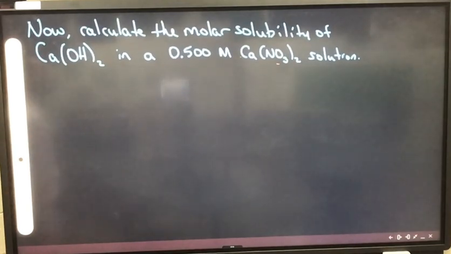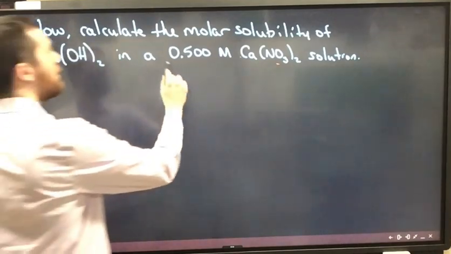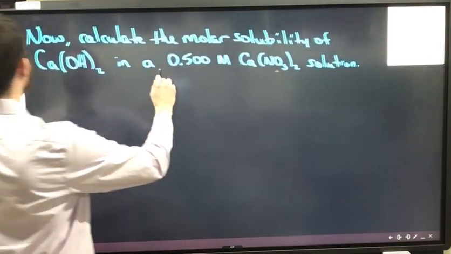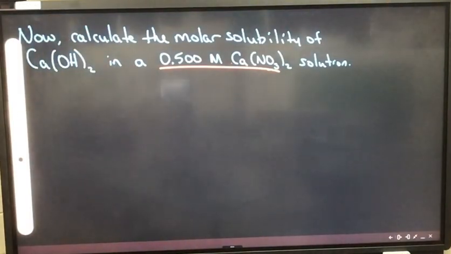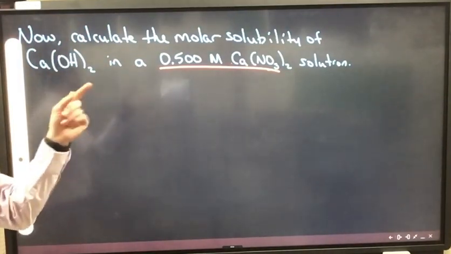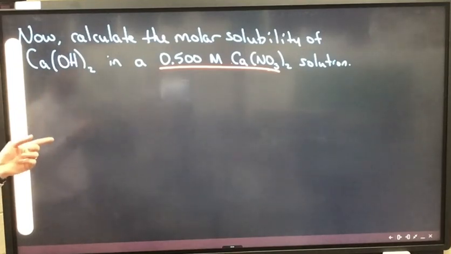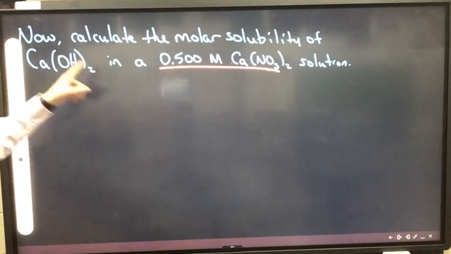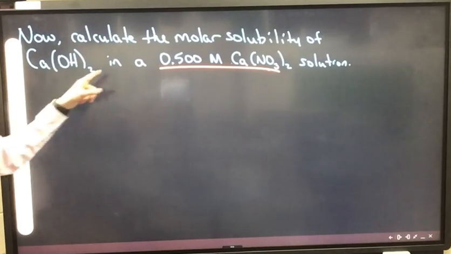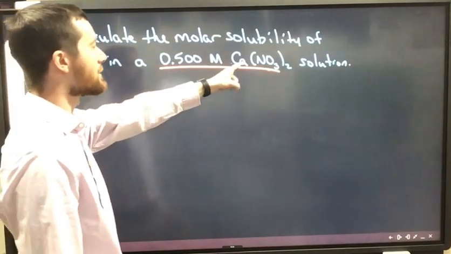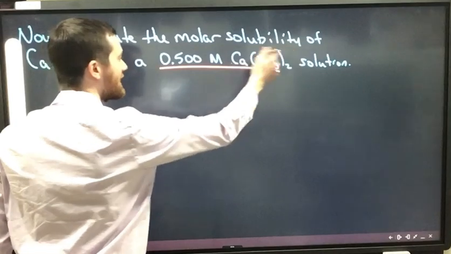is now let's try to find the molar solubility of calcium hydroxide whenever you dissolve it in a, let's try that again, in a 0.5 molar solution of calcium nitrate. So there's already going to be calcium present in this solution. According to the common ion effect, that should decrease the solubility of this guy because you're disrupting the equilibrium by already having calcium present. But we have to stop and analyze this.